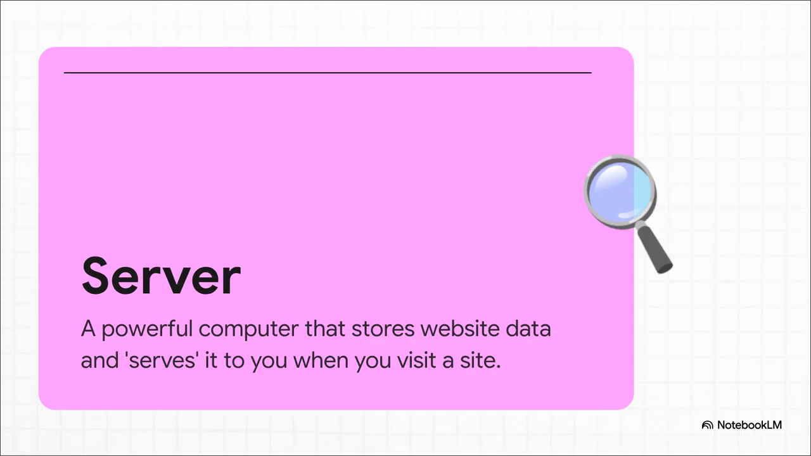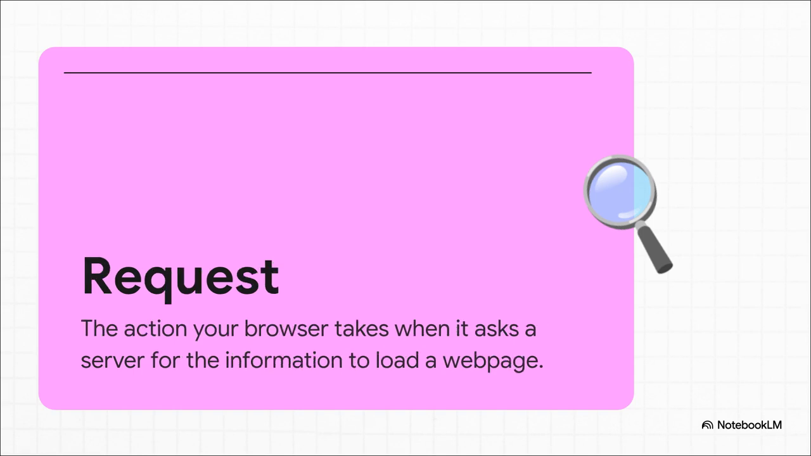And to get that, we need to quickly talk about what a server is. You can just think of it as a really powerful, specialized computer. Its whole job is to store all the data for a website, all the pictures, the text, the code, and serve it to you when you ask for it. And that's the other key piece of the puzzle, a request. Every single time you click a link or type in a web address, your browser is sending out a request across the internet. It's basically saying, hey server, can you please send me the data for this page?